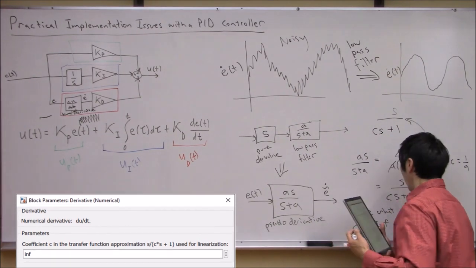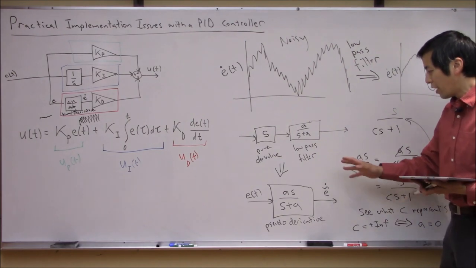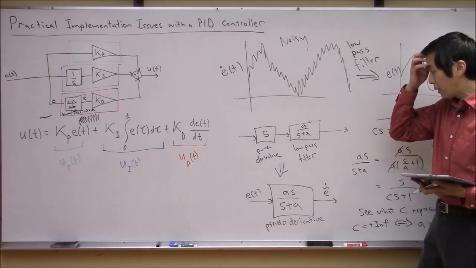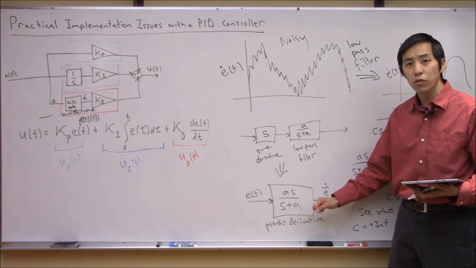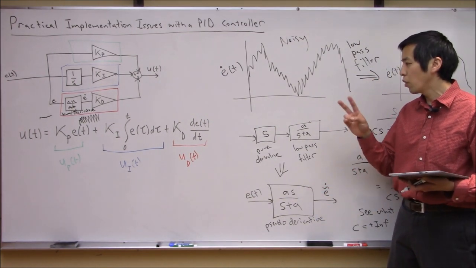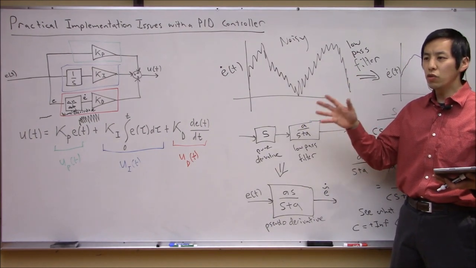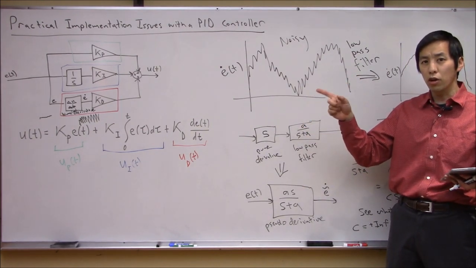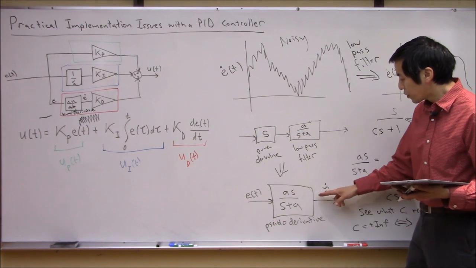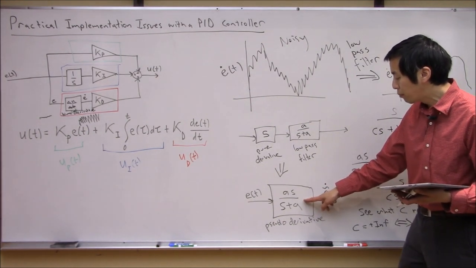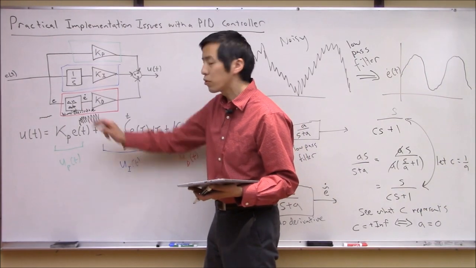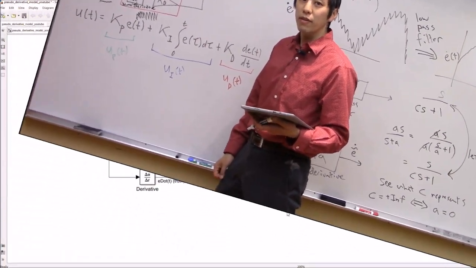Okay, so long story short, all of that discussion is basically getting us to this block, this pseudo-derivative. I really like this pseudo-derivative because it helps us address a lot of the issues we have with the derivative term in our PID controller. So let's run over to Simulink and compare this pseudo-derivative block against the numerical derivative block and see how it stacks up.